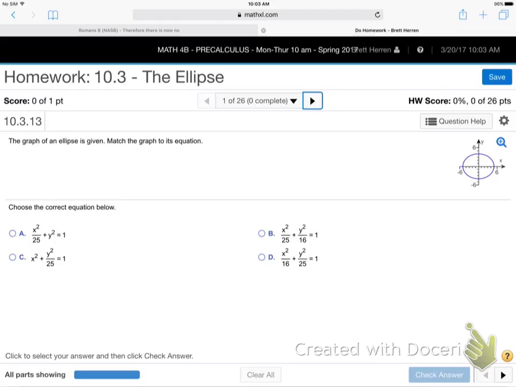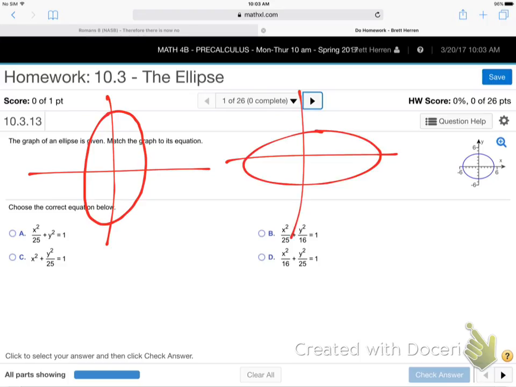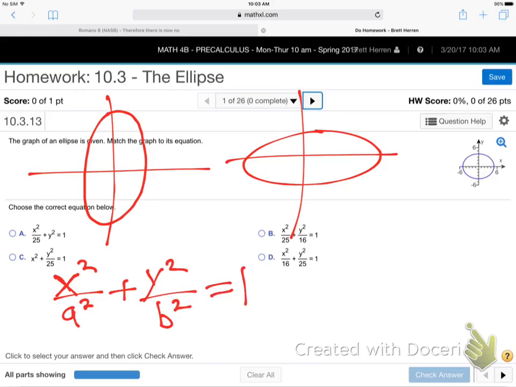So equations of ellipses, they look like this. An ellipse is like a long circle, right? It's either that way or that way, either tall and thin, or wide and short. The equations are basically x squared over a squared plus y squared over b squared equals 1. So I'm giving you the general form of the equation of an ellipse.